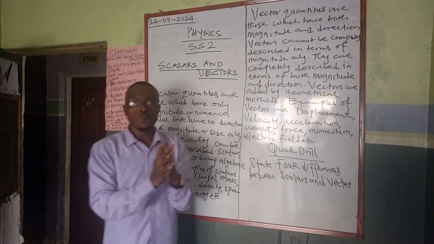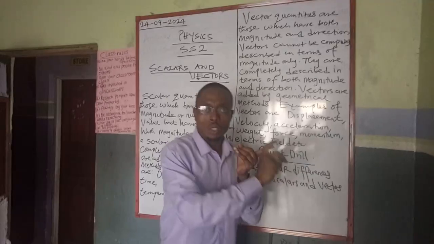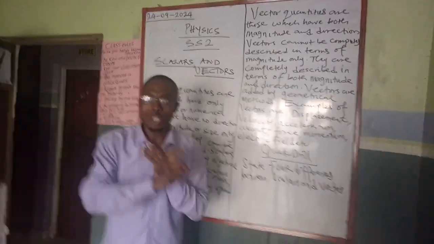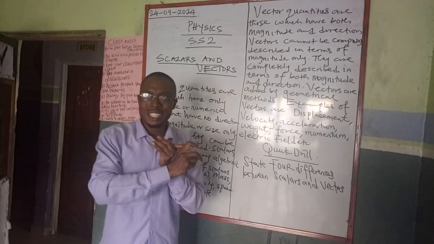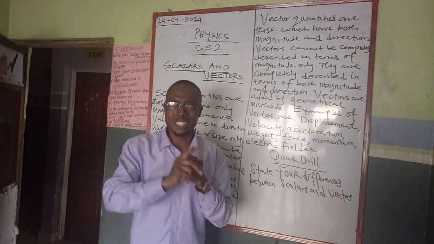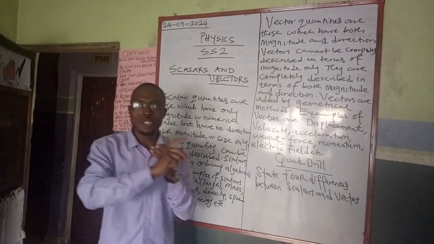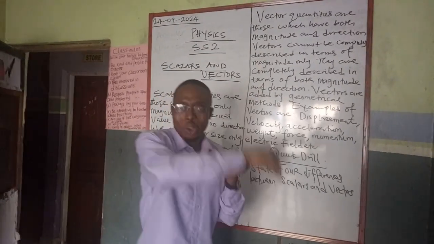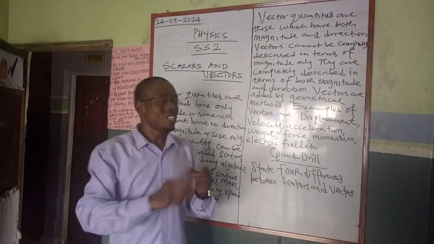For example, we have 2 cups of rice. That 2 is the magnitude. The cup is the what? Is the unit. I'm coming to that. I think the cup is the unit. So the 2 is the magnitude, 2 cups of rice. The rice is the quantity. So that's by the way.